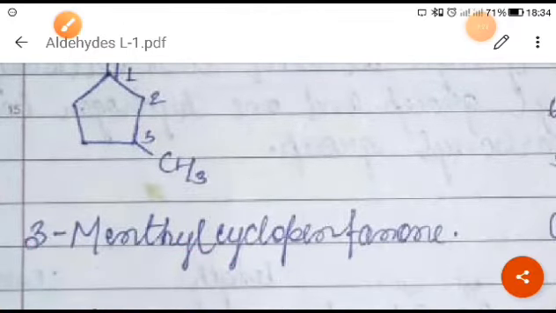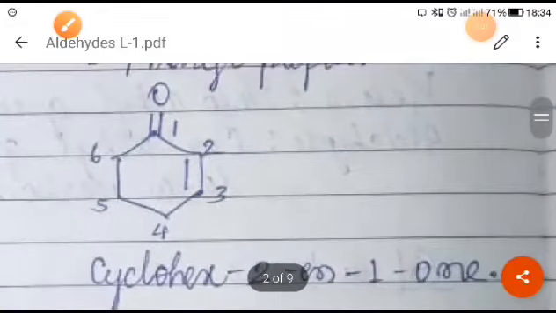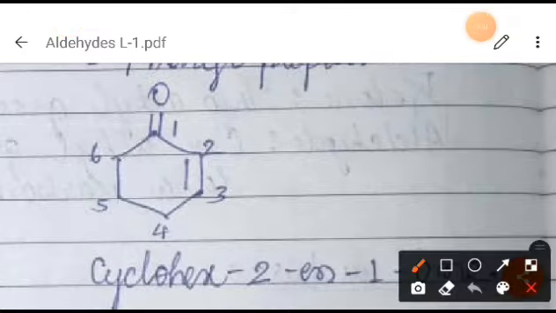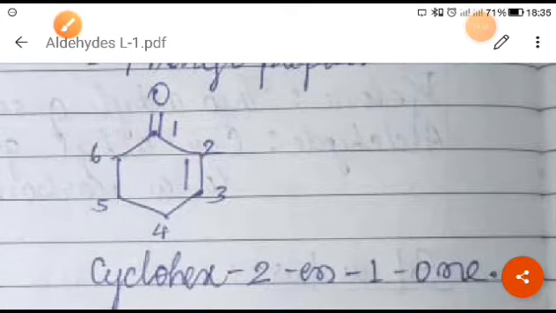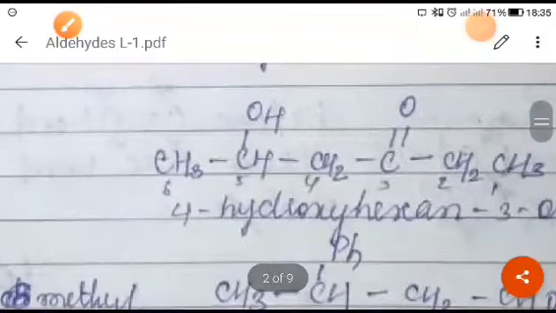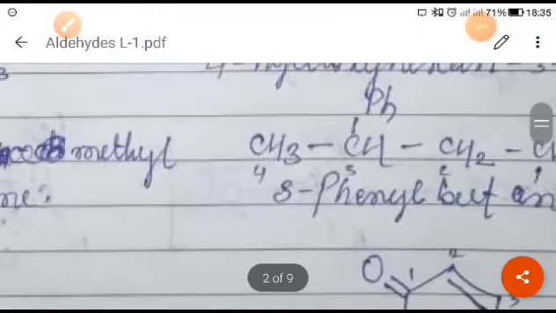Like this. Now next one, this one, if you want to number this, how can we name this? We will give the numbers 1 2 3 4 5 6 like this, okay? We can name it cyclohexane, with 6 carbon in a ring meaning hexane, right? And since this is a cyclic compound, it will be written as cyclohexane. In the second position a double bond is there, so we will write 2-en, okay? In the first position the ketone is there, so 1-one, as you can see, right? So in this way we can number this.